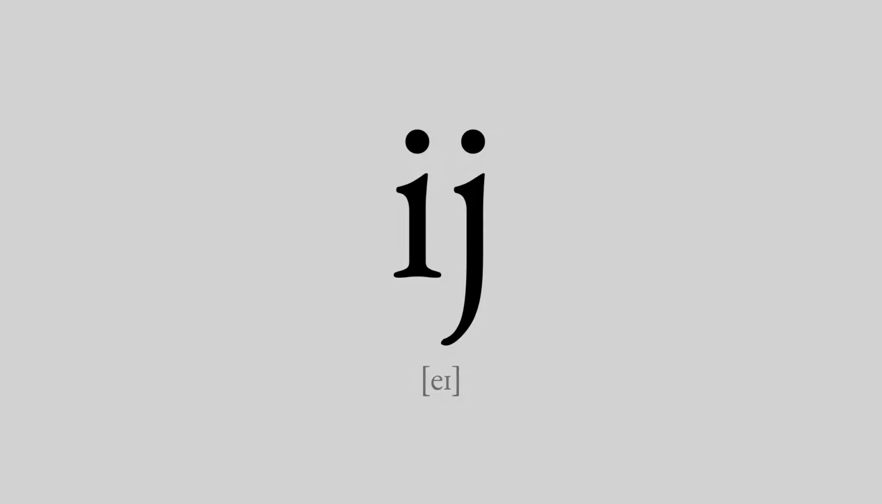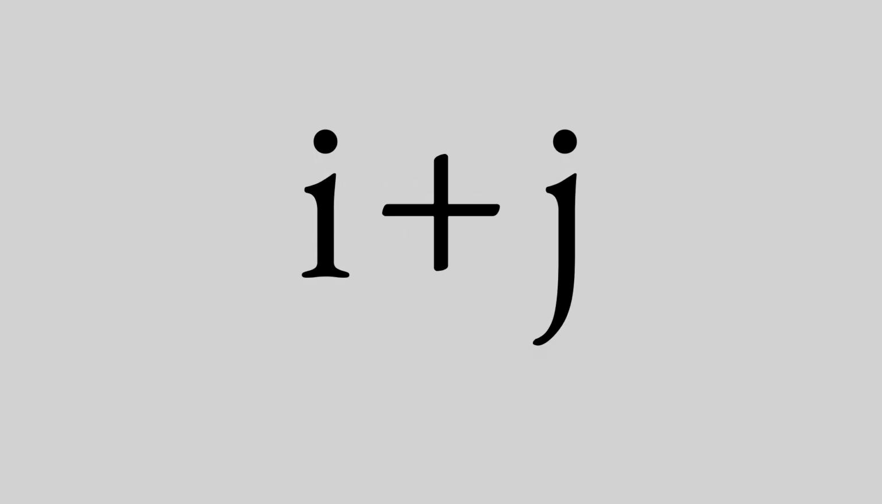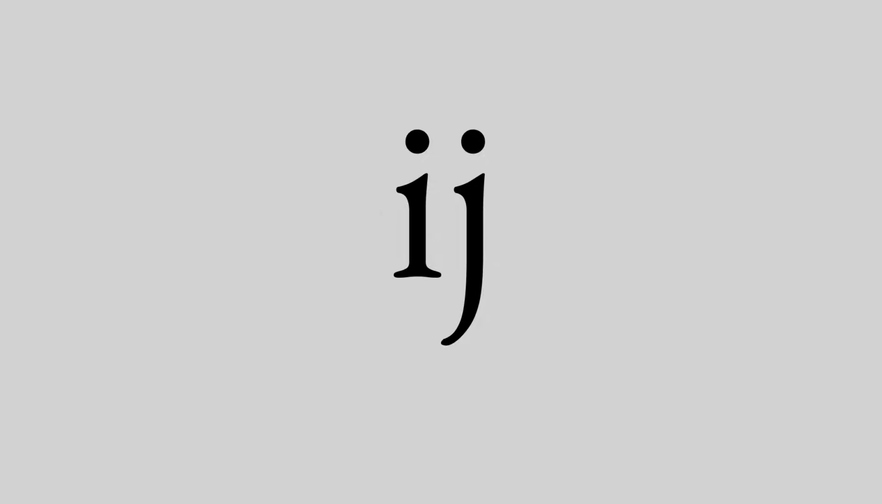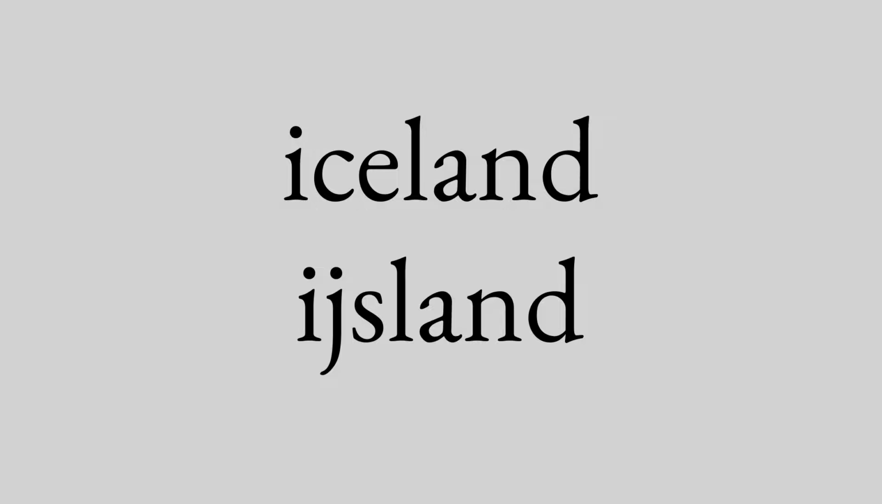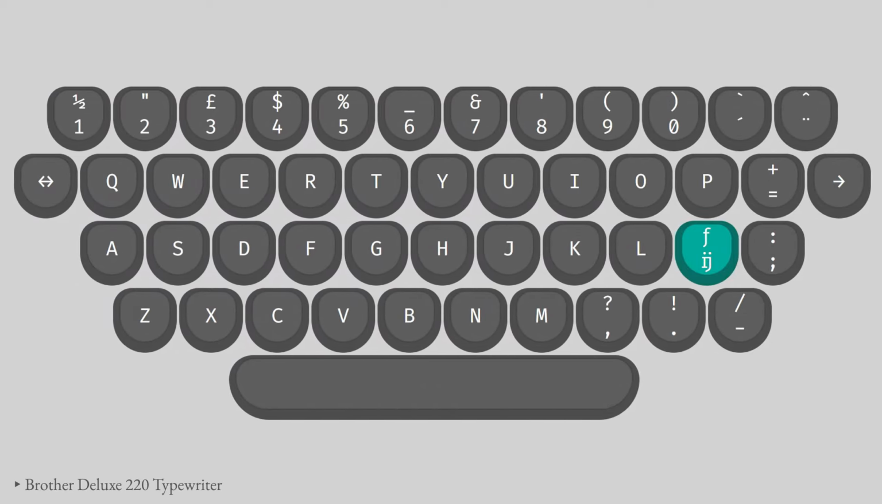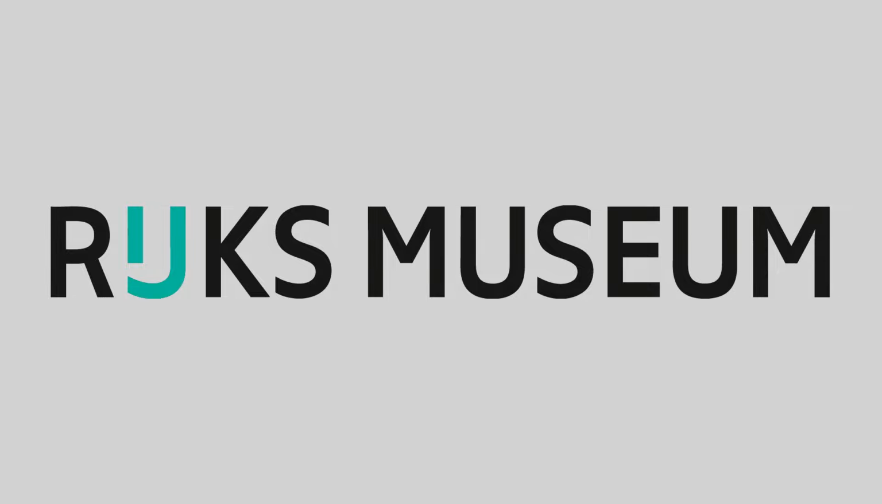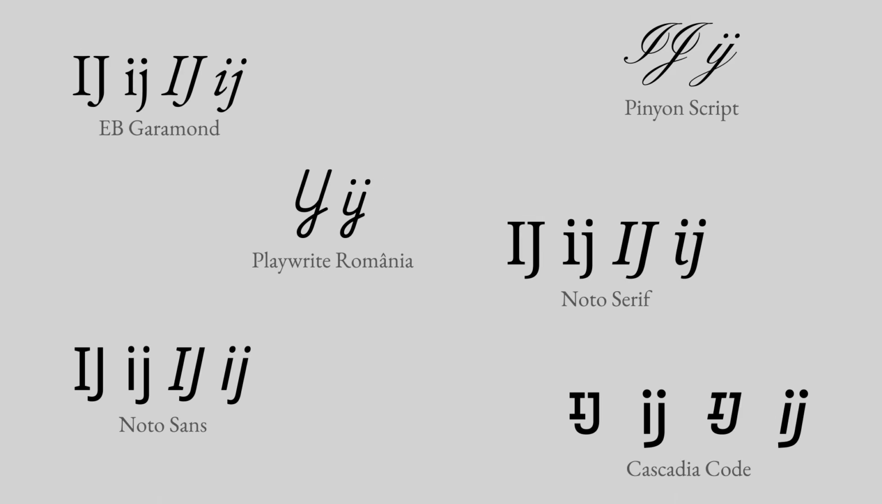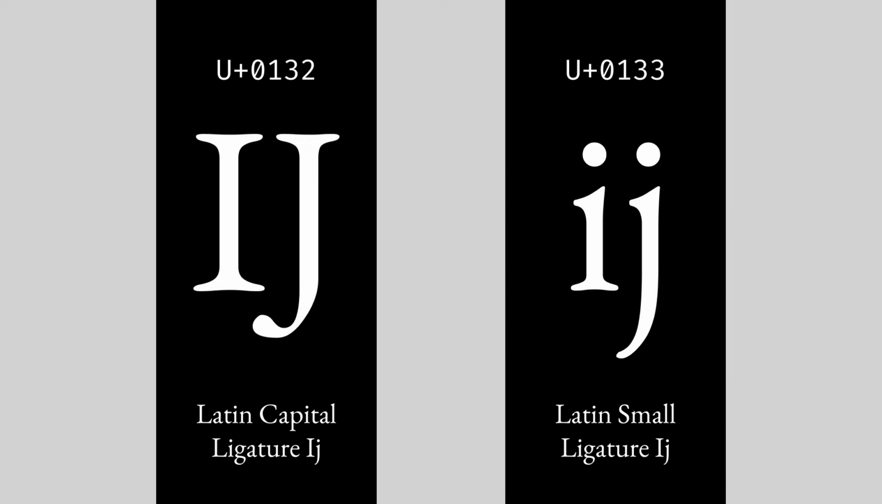In contrast, the status of the digraph IJ in Dutch remains unresolved. Although the Dutch Language Union and many dictionaries recommend using I plus J directly, it often behaves as an orthographic ligature in practice. When capitalizing initials, the entire IJ is converted to uppercase. In Dutch crossword puzzles, they occupy a single square. On some typewriters, IJ has a dedicated key. The sign of Rijksmuseum designs it in this form, and many fonts design IJ as a ligature. Unicode code points U+0132 and U+0133 explicitly name its uppercase and lowercase forms as ligatures. These factors undeniably reinforce the grapheme's unified identity.